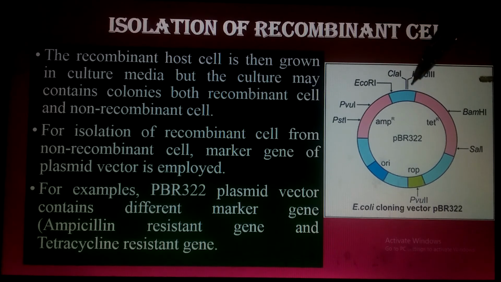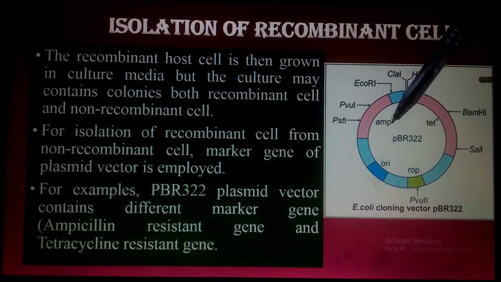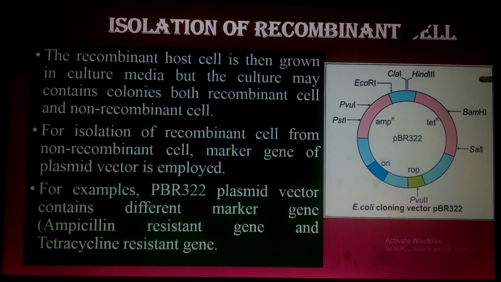Like here you can see that this is the marker gene, which is ampicillin. This is the gene which resists against what? Antibiotic. So this is the resistance gene which acts as a marker in the plasmid for the selection of the desired clone, or you can say the desired colonies of the bacteria, from the number of non-recombinant colonies.